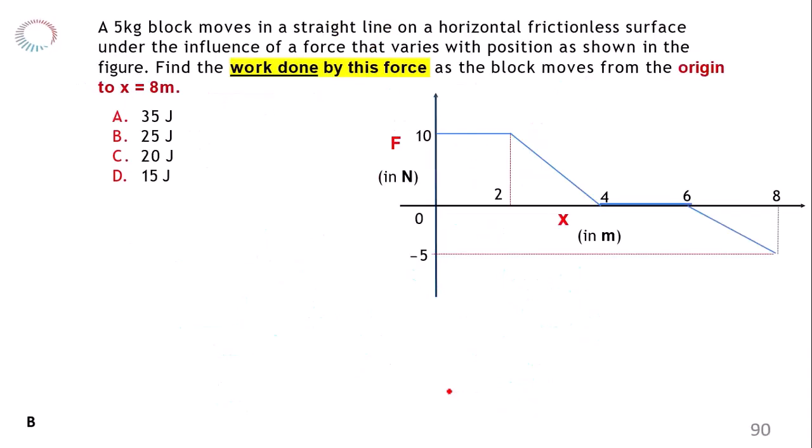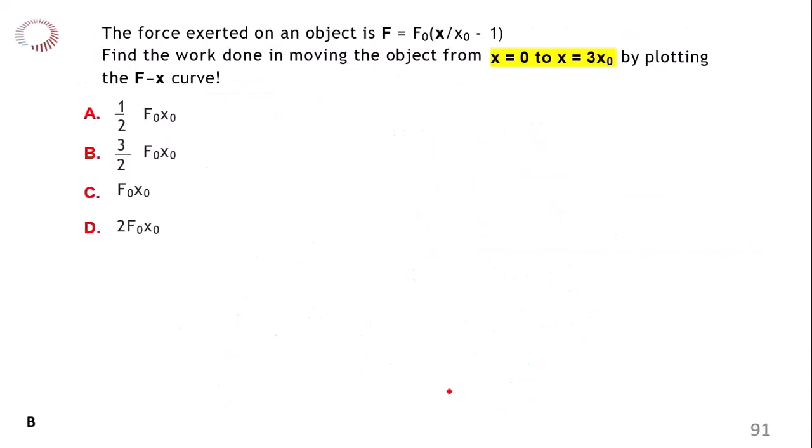So this is how you have to solve this. Now another question is there. So force is again a variable force. Now you are asked to calculate the work done in moving the object from x equals 0 to 3x naught by plotting the F versus x graph.